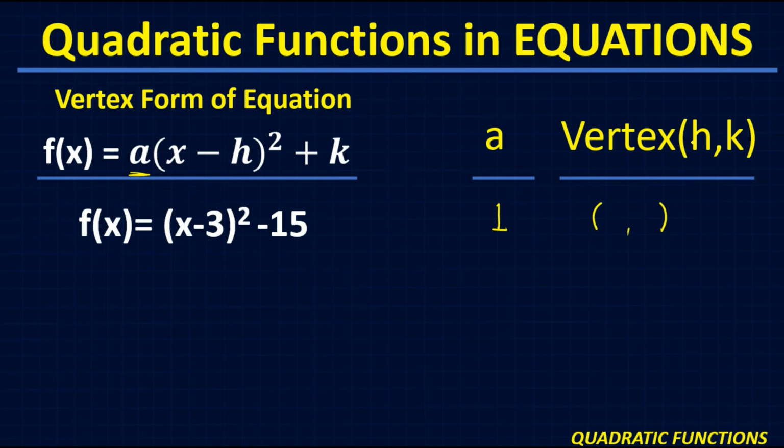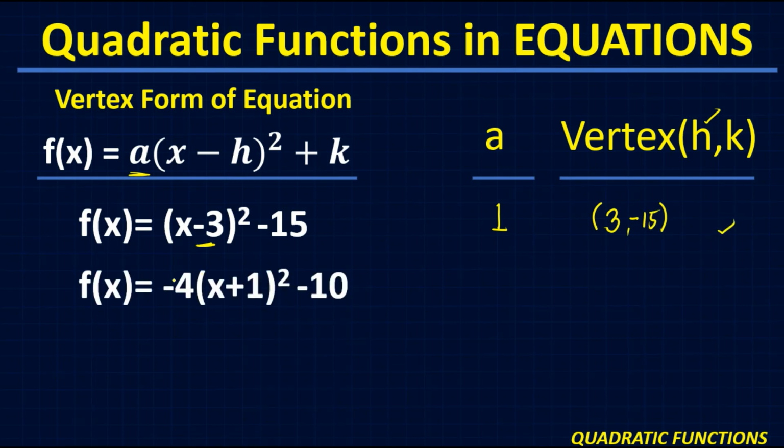To get the value of h, since the given here is minus 3, the value of h becomes positive 3. Please be reminded that the sign only changes when it comes to h. When it comes to k, whatever the sign is, it stays as is in the vertex. So if we have minus 15, the value of k here is negative 15.